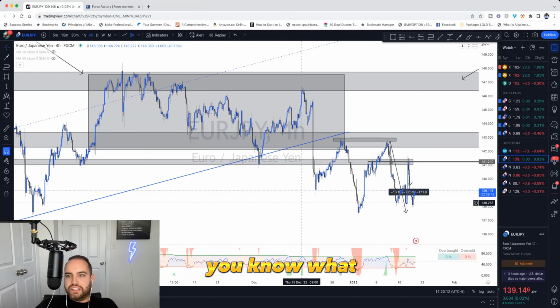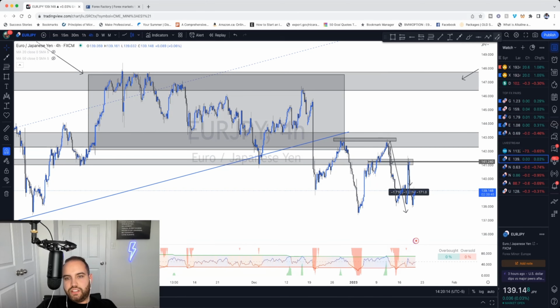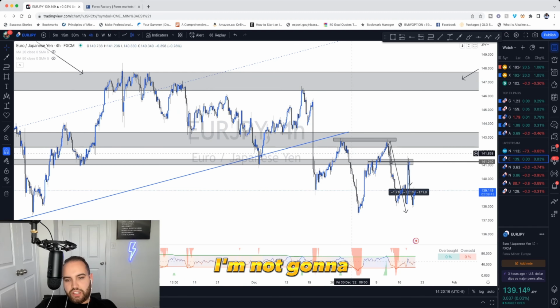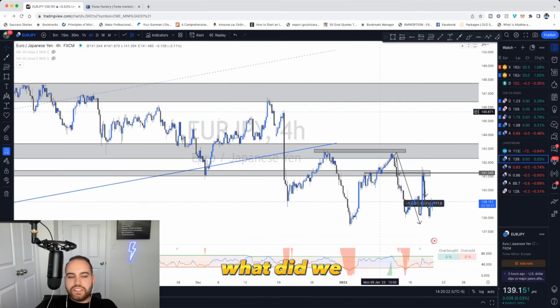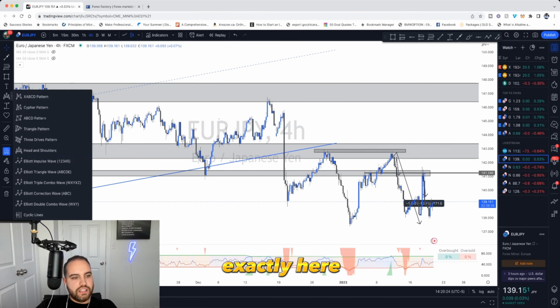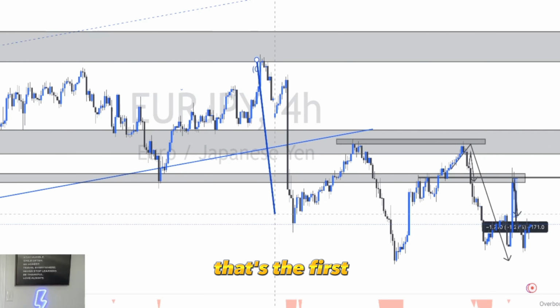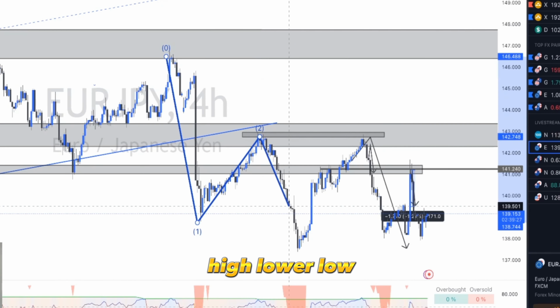I saw, okay, you know what, the overall sentiment is starting to shift here. And let me just clear the charts so you guys can see. I'm not going to clear it just yet because I have the trade set up there anyways, but we started to see what did we start to see, guys? I'm going to show you exactly here. Let me just pull this up here. Let's just say 1, 2, 3, whatever. Look, we got, what's this? Look, that's the first low here, lower high, lower low, lower high, right?